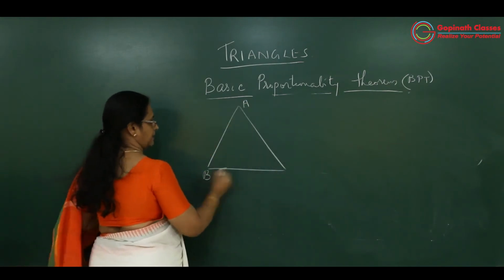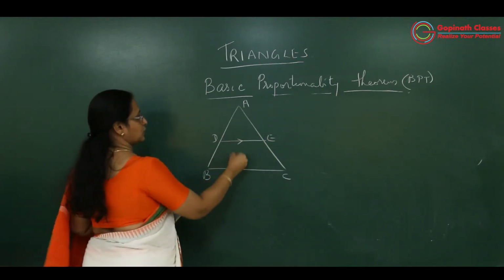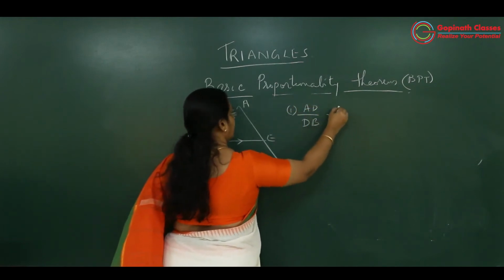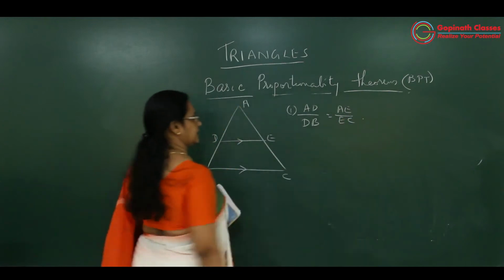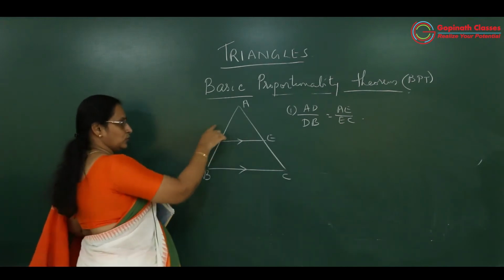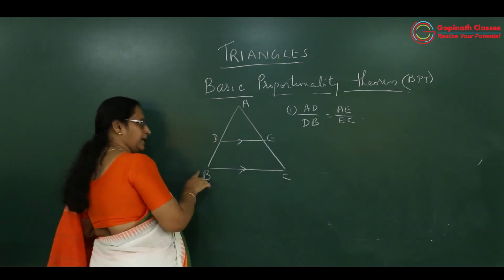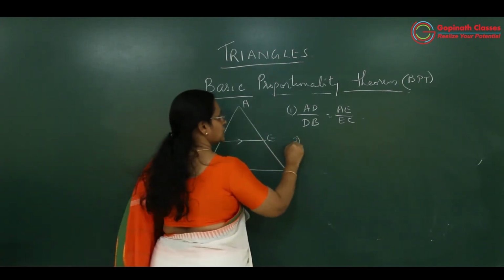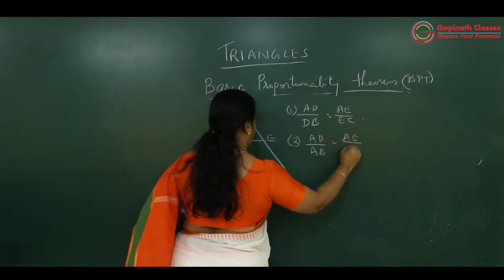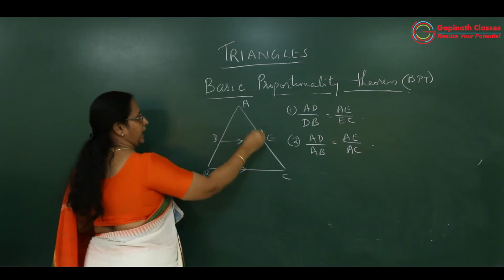Look at this triangle ABC and DE, which is parallel to BC. So we know by basic proportionality theorem, AD upon DB is equal to AE upon EC. This is BPT. Now from here, if these two are the same ratio, you know this also means AD upon AB is equal to AE upon AC. That is the ratio rule. This is the result.